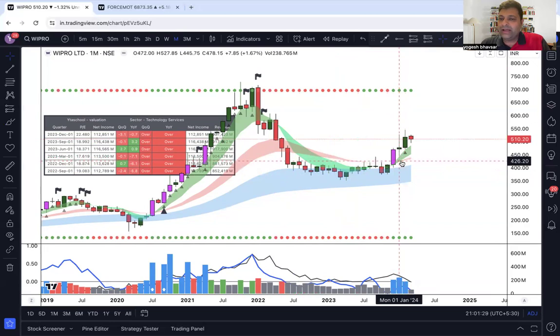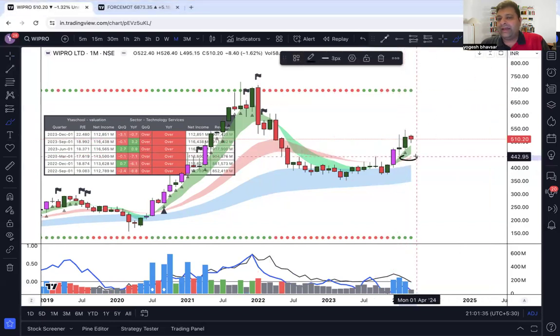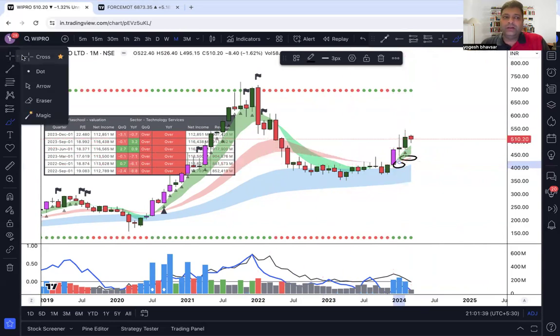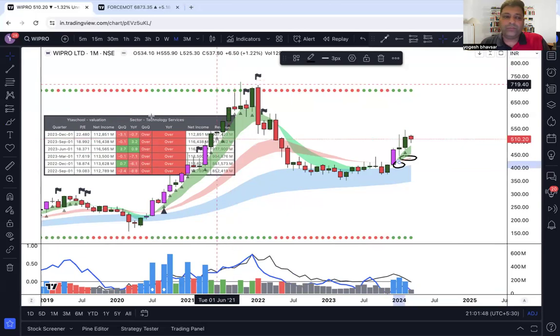The green cloud has crossed the red cloud, and we have a gap. This is gap one and this is gap two. Now what we can assume, I'm not saying it will happen, sorry for it, but I'm trying to tell you all guys that there is a strength in this counter now.